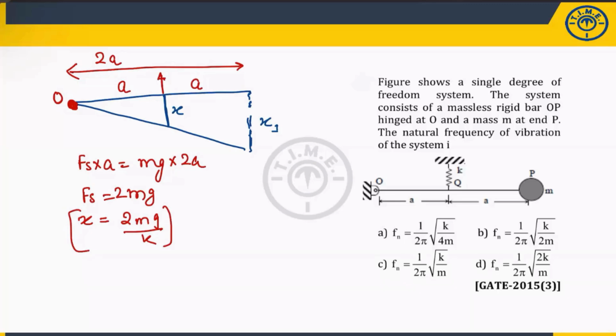Okay. So this is a massless rigid rod. The natural frequency of vibration of the system you have to calculate. You got this x value is 2mg by k. If you use the property of triangle, can you calculate this x1 value? Same problem I have discussed. So can I write directly x1 is equal to 2 times x? Any problem? Can I write x1 is equal to 2x?